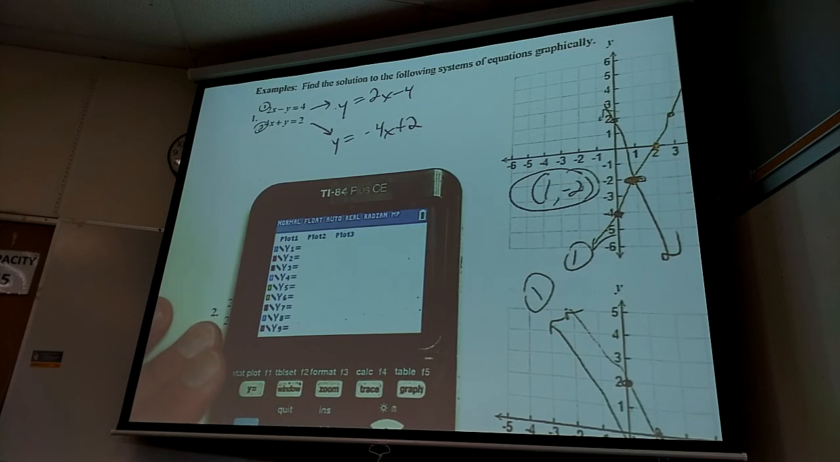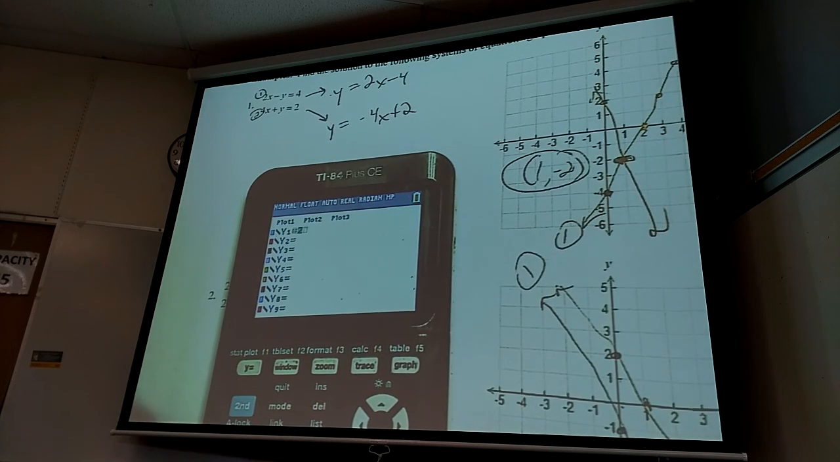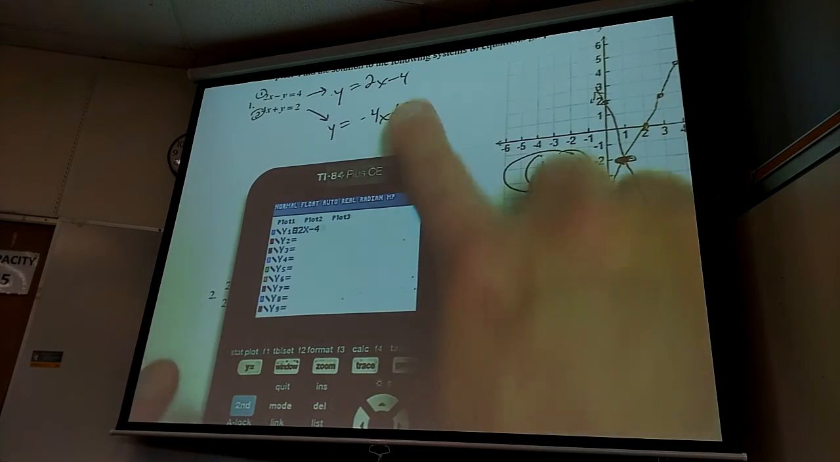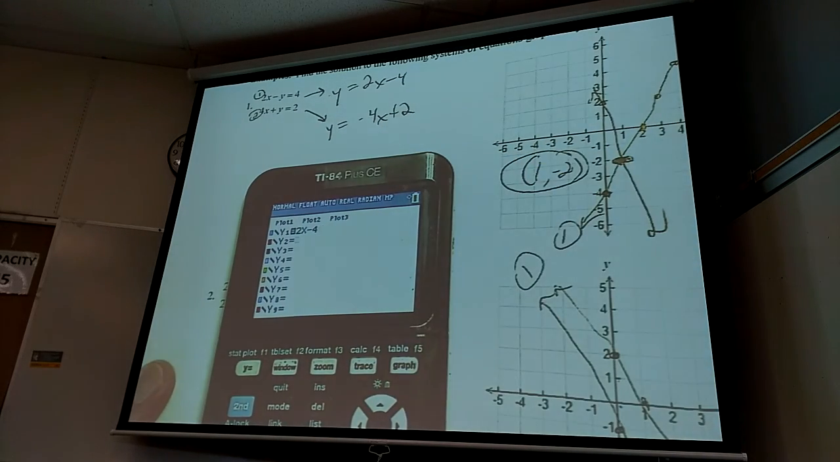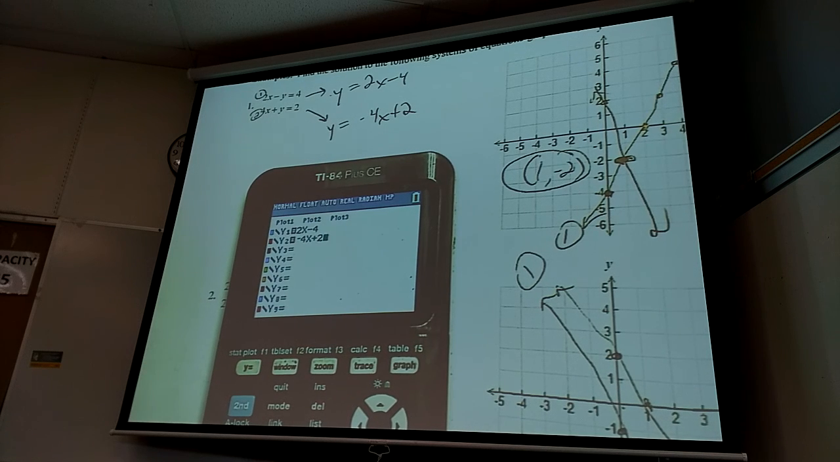So let me show you the basic method. So I put in here 2x minus 4, that's the first guy. And then I'll put the second guy in here, negative 4x plus 2. When I hit graph, it's going to graph both of those lines. And we know the answer is where they meet. Now what else can I call that? It's where they intersect. I love it.